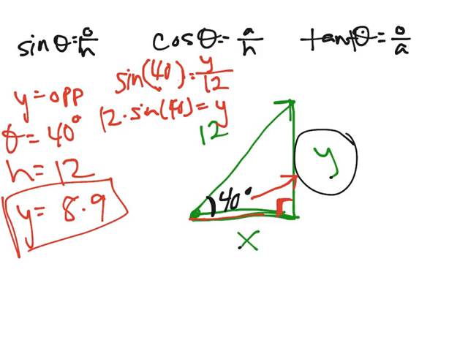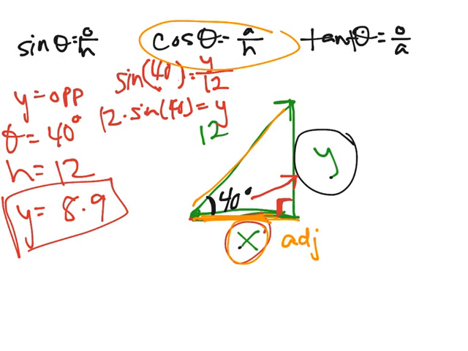Alright, then to find x, let's switch colors to orange. So x, notice x is right next to your angle. So if this is now adjacent, it's right next to the angle, we have the hypotenuse and the adjacent. This would lead us to say, okay, so now we can use cosine. So you'd set the same thing, it'd be cosine of 40, our angle, equals adjacent, which is our x, over the hypotenuse, which is 12.